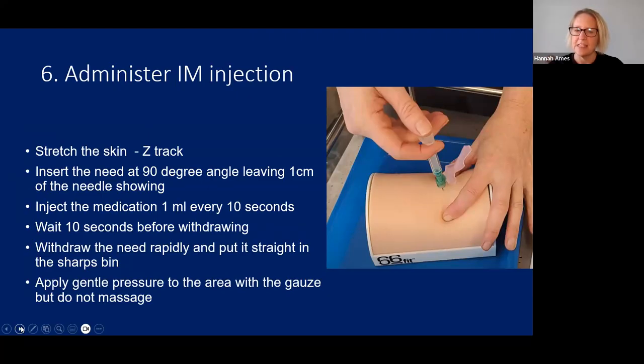We need to wait 10 seconds before withdrawing, and then we withdraw the needle and release the skin stretch once we've taken the needle out. So we've released the skin stretch. Put your sharps directly into the sharps bin, don't put them down, and then get your gauze and put it gently over the injection site, making sure not to massage the area.